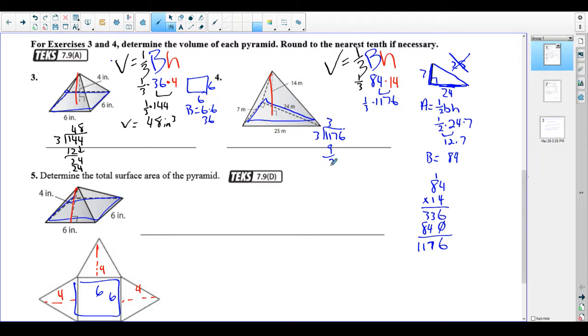3 goes into 27 9 times. Nothing left over. Bring the 6 down. And that gives us our volume is 392 cubic meters.